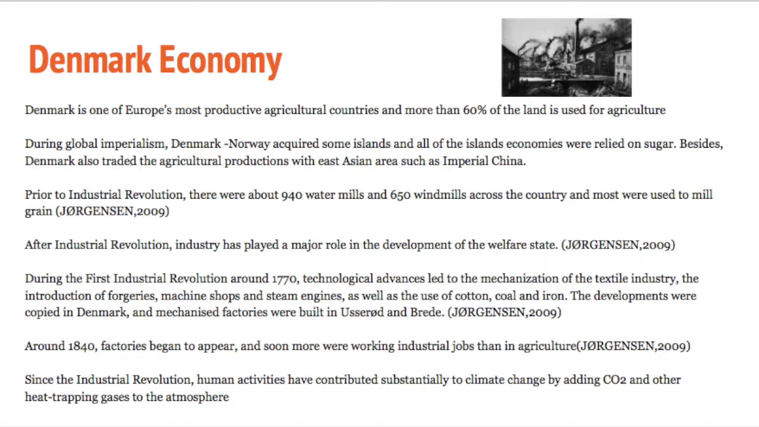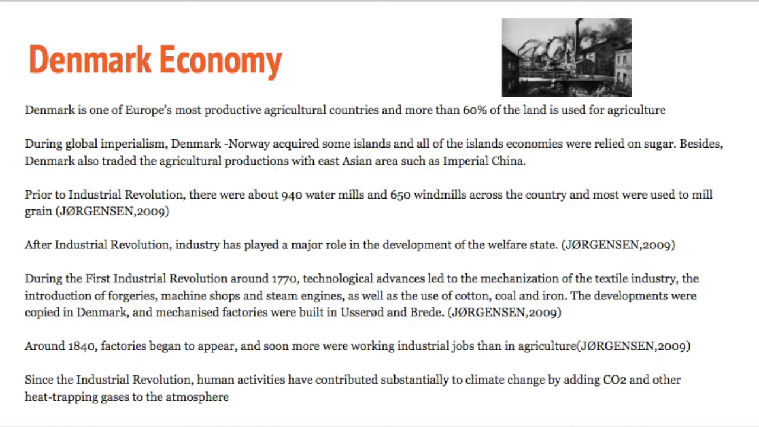During the first Industrial Revolution around 1770, technological advances led to machines and industrialization. The introduction of foundries, machine shops, and steam energy, as well as the use of cotton, coal, and iron, was developed or copied in Denmark, and machine factories were built in Brande. Around 1840, factories began to appear, and soon more people were working industrial jobs than in agriculture.